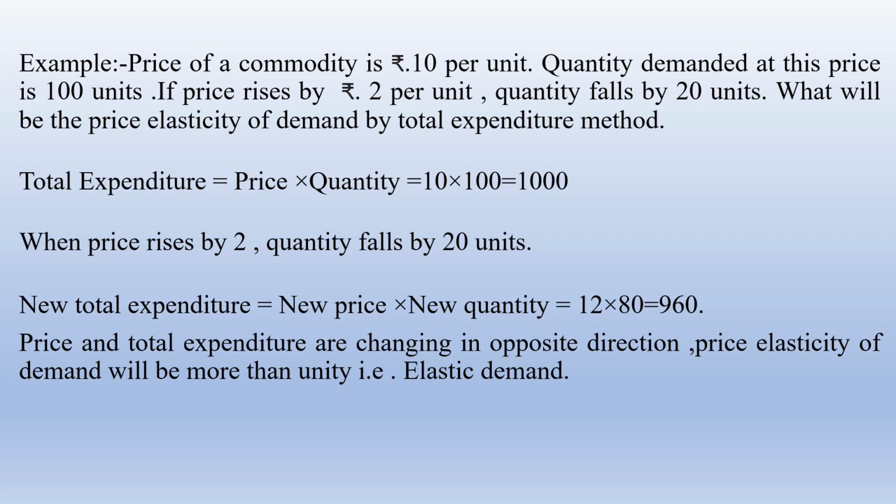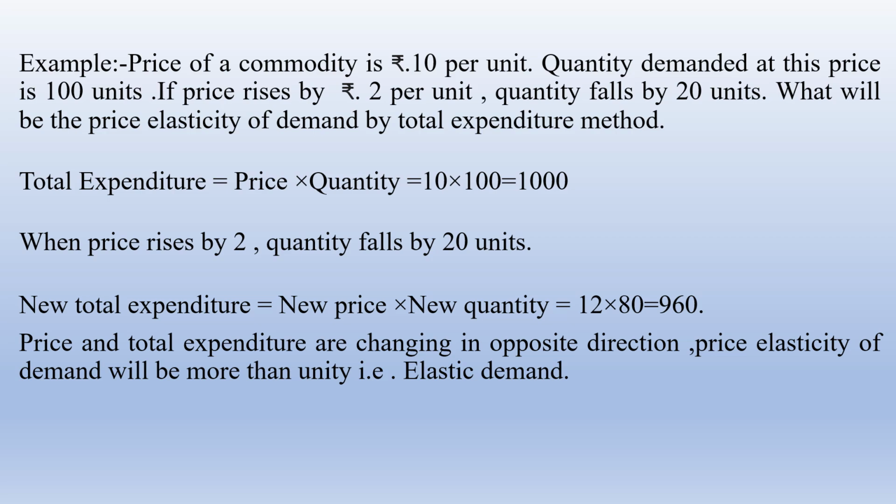Here, basic price is given, that is 10, and basic quantity 100 units. For finding total expenditure, we use price into quantity. Then 10 into 100, that is 1000. Then the new price is also given, price increased by 2 per unit, that is 12. Quantity falls by 20 units, 100 minus 20, that is 80.